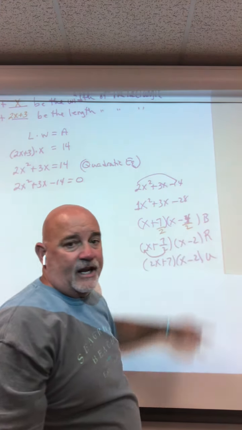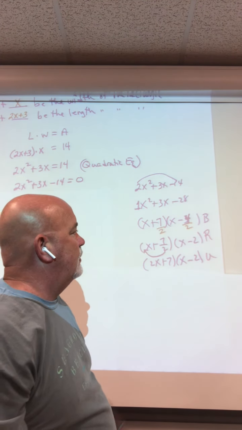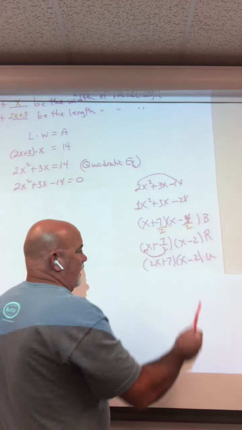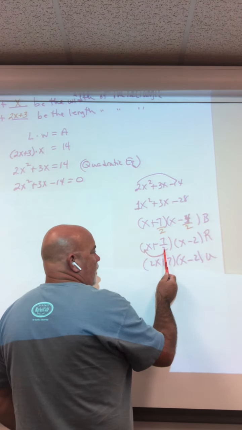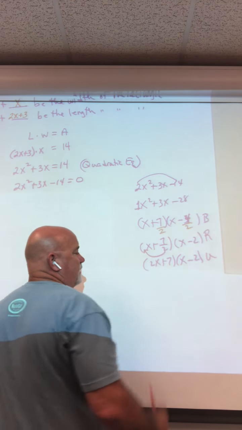Now, R stands for reduce. 7 over 2 won't reduce. 4 over 2 reduces to 2. And then the last letter, U, stands for up. If you still have a number in the bottom, bring it up. And that's what I did there.